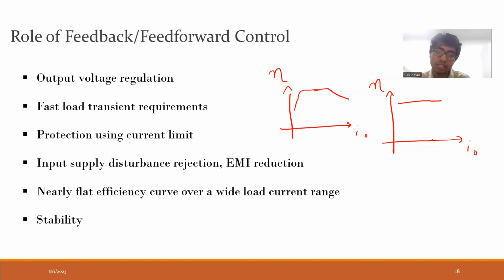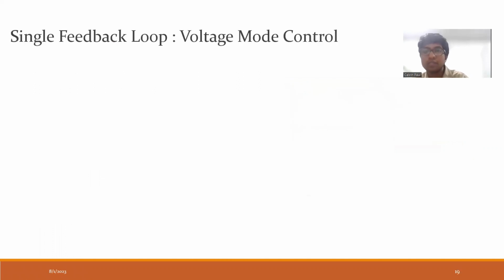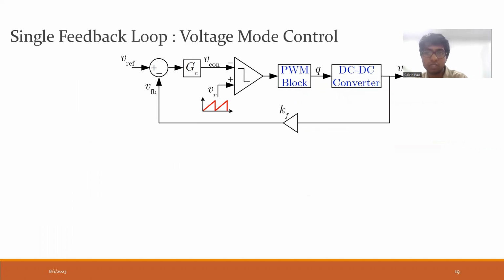Another thing is stability. The control which we implement should be stable. It should result in stable operation, large scale stability as well as small scale stability. Now we will go to the basic single feedback loop voltage mode control.